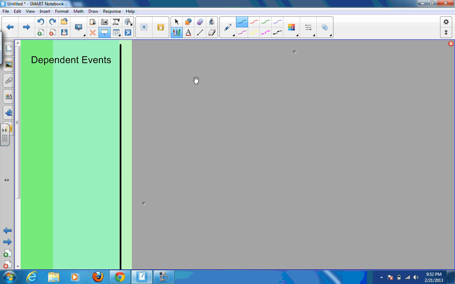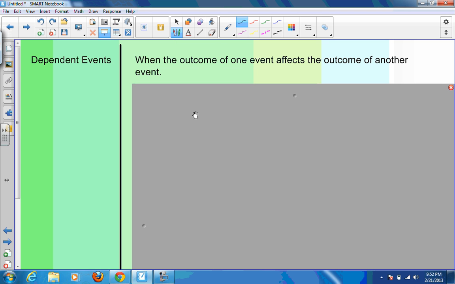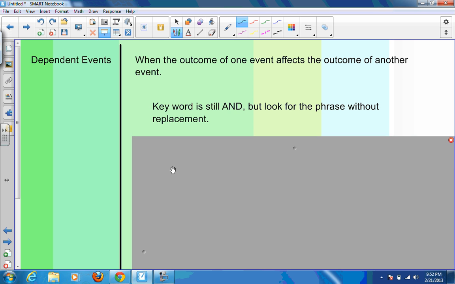Dependent events. What are dependent events? Dependent events are when the outcome of the first one affects the outcome of any other event after that. The key word for this is still "and," but we want to look for the phrase "without replacement." That means you took something and you didn't put it back. And if you don't put it back, now you don't have that same thing to draw from the second time around, be it a bag of marbles or a deck of cards.